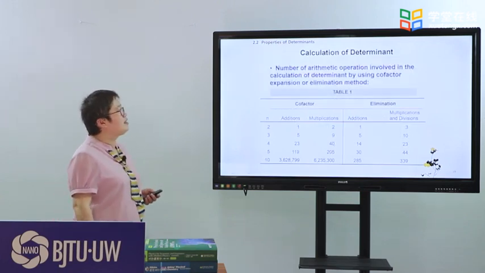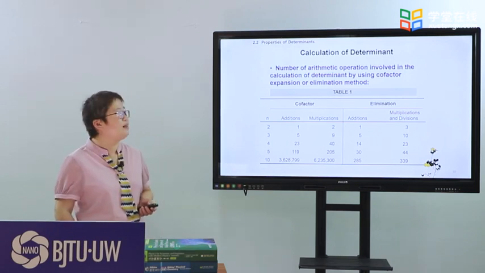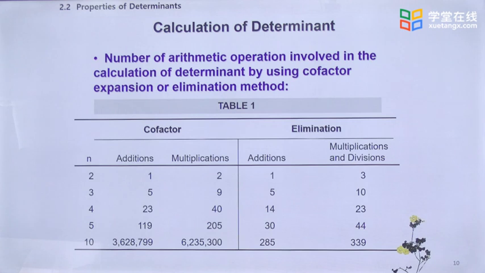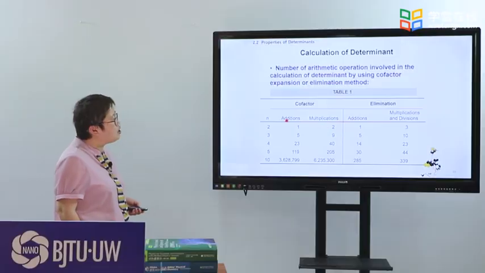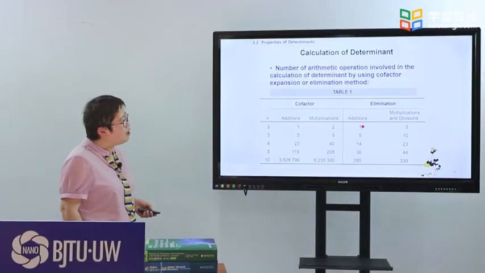Okay. So we make a comparison for 2 ways to calculate the determinant. So the number of arithmetic operations involved in the calculation of determinant by using cofactor expansion or elimination method, they are very different when n becomes larger. So when n is smaller, when n equals 2, 3, seems similar, right? They do the similar amounts of additions and multiplications, or the additions, multiplications, and divisions.